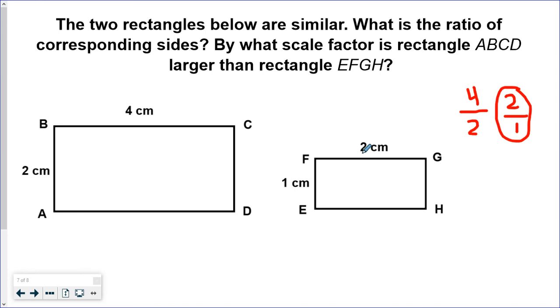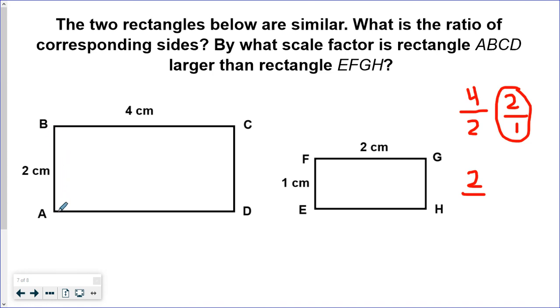Mr. Johnson, could you do that with the other sides that are listed there? Of course you can. Let's take a look at this one. Side BA is 2 centimeters. So I'm going to write 2 centimeters, 2. And you notice I'm always putting the bigger number on top. I like putting the bigger number on top.